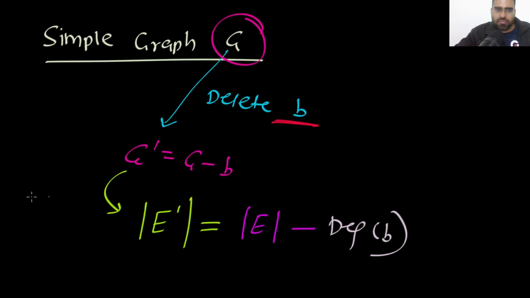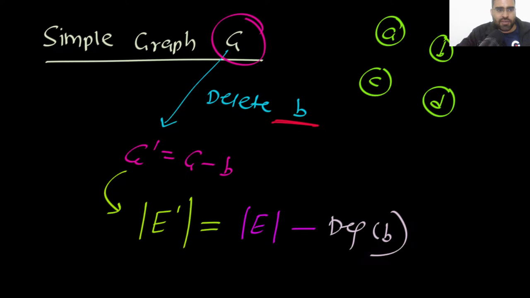If you delete this vertex B from a graph, like consider this graph with vertices A, B, C, D, this graph you have. Okay, so consider this graph. Let me give you this one.